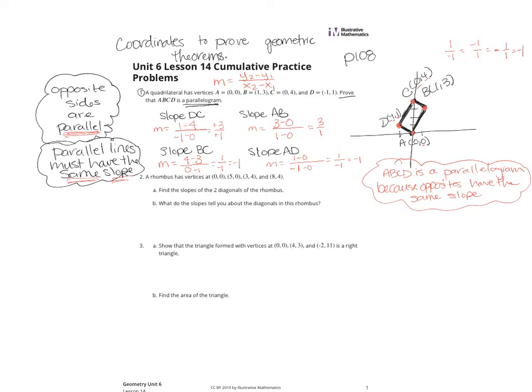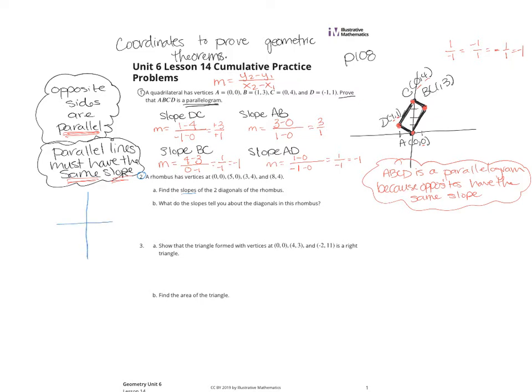So let's take a look at number 2. Number 2 says that a rhombus has vertices 0, 0, 5, 0, 3, 4, and 8, 4. It wants me to find the slopes of the diagonals. Okay. And what do the slopes tell me about the diagonals? Well, let's go check this out.